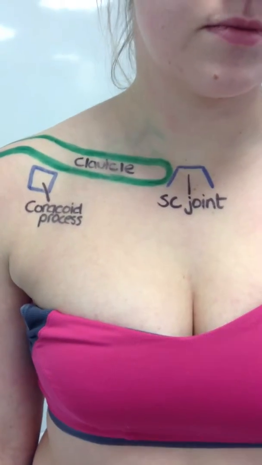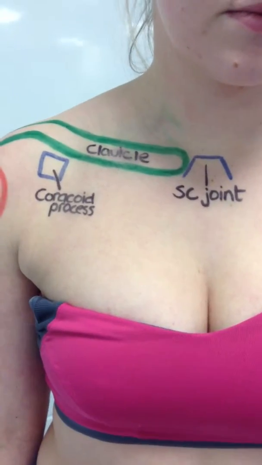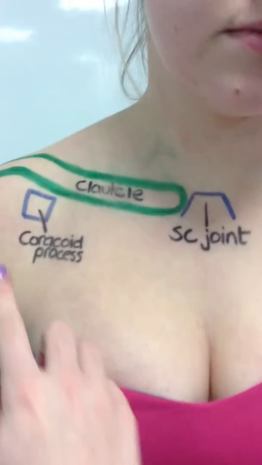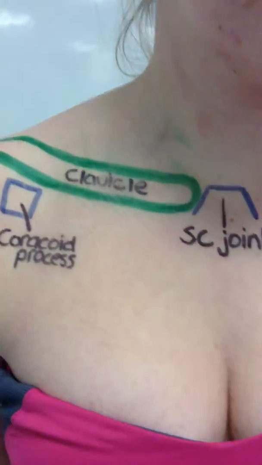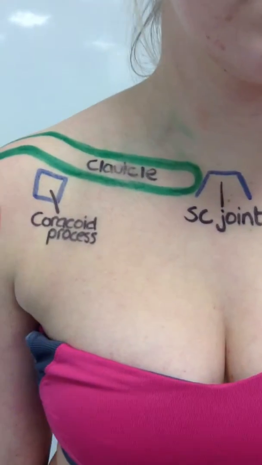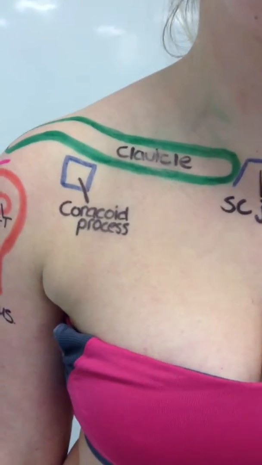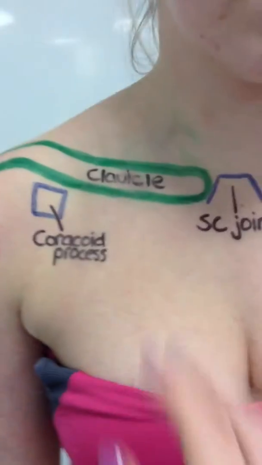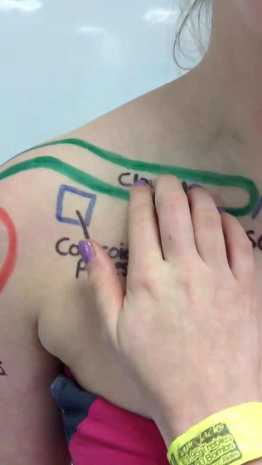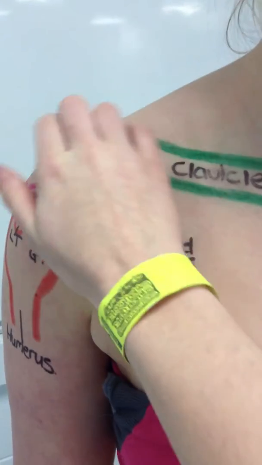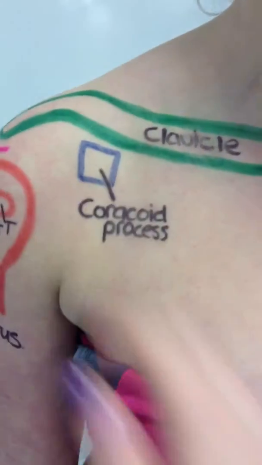I'm going to talk about the bony landmarks in the shoulder. First of all, I'm going to start off with the clavicle, which we can see here. It runs horizontally along the top of the chest and articulates laterally with the acromion of the scapula, which is here. It can be palpated very easily, and it goes the whole way around.